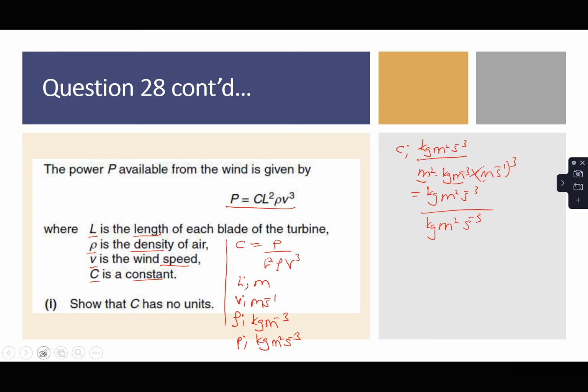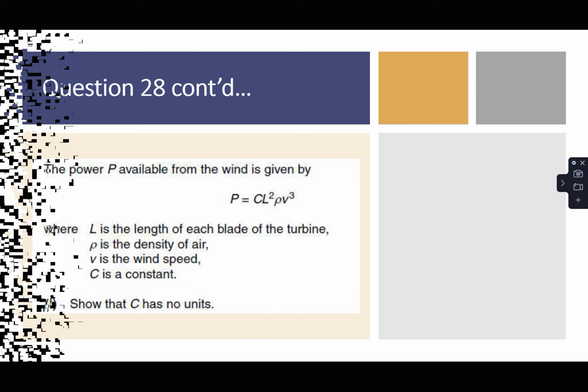You notice that these terms are cancelling out: kilogram with kilogram, m to the power 2 with m to the power 2, s to the power negative 3 with s to the power negative 3. So I conclude that C has no units, because the terms have actually cancelled out. I hope that is home and dry. That is very easy. Let's continue. We are almost done.